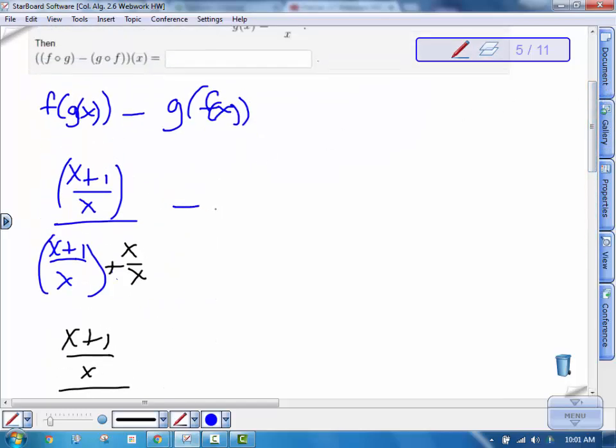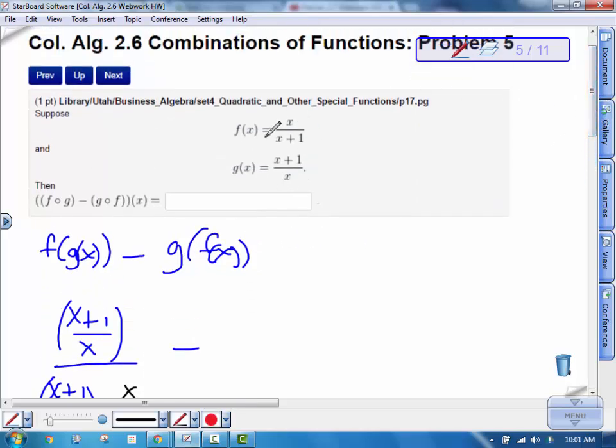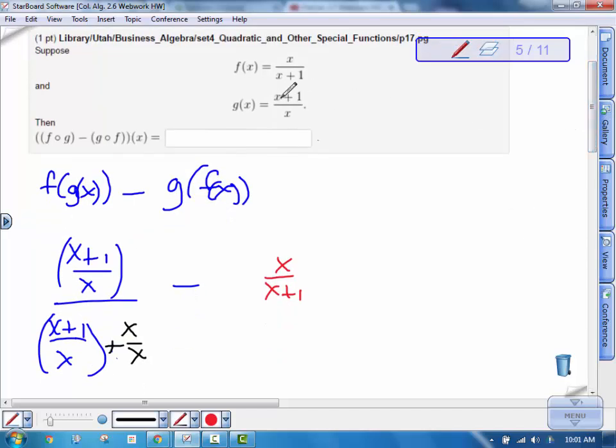Now I'm going to do the same thing, but this time I'm going to do it with g of f of x, or the other way around. I'm going to take f of x, x over x plus 1, and I'm going to stick it into g, which goes in right here. So it'll be plus 1 over x plus 1. So I took function f in parentheses, and I plugged it right in for x in the function g.